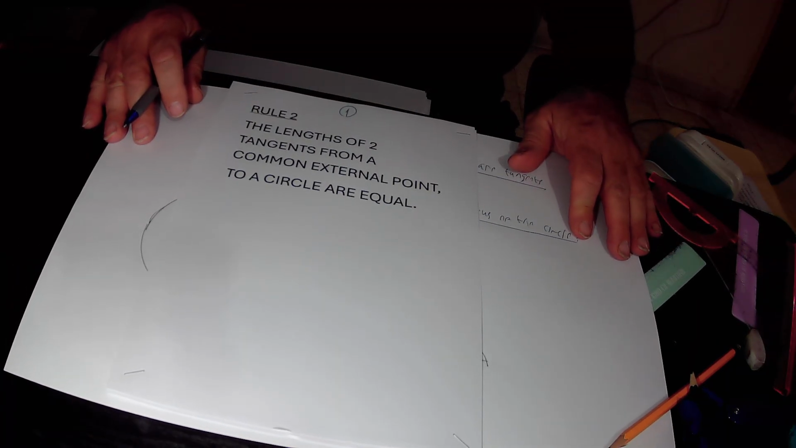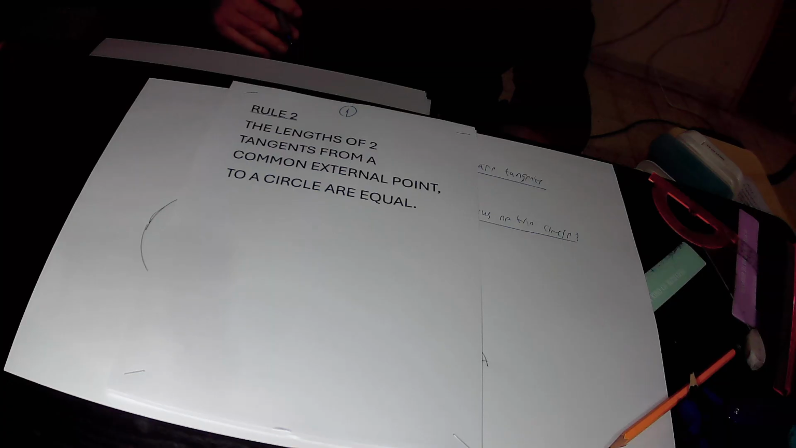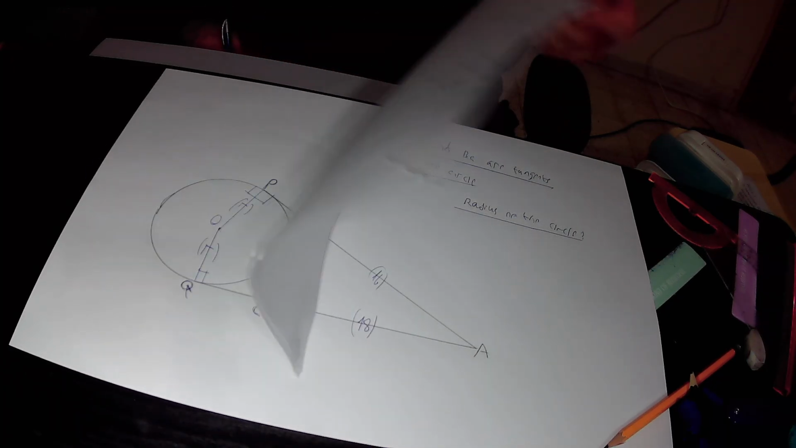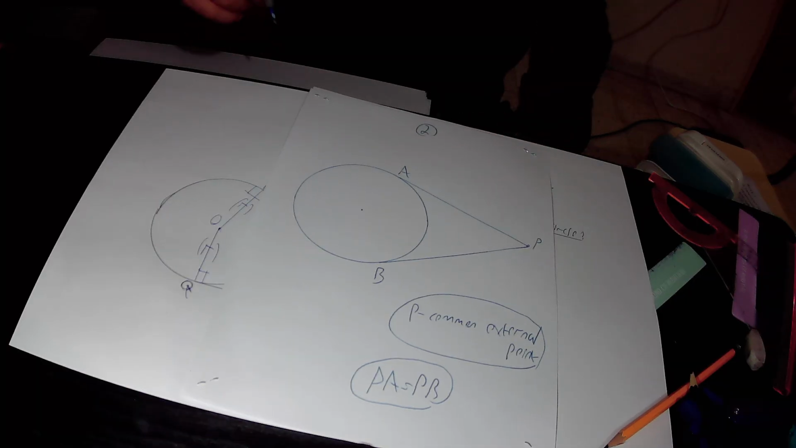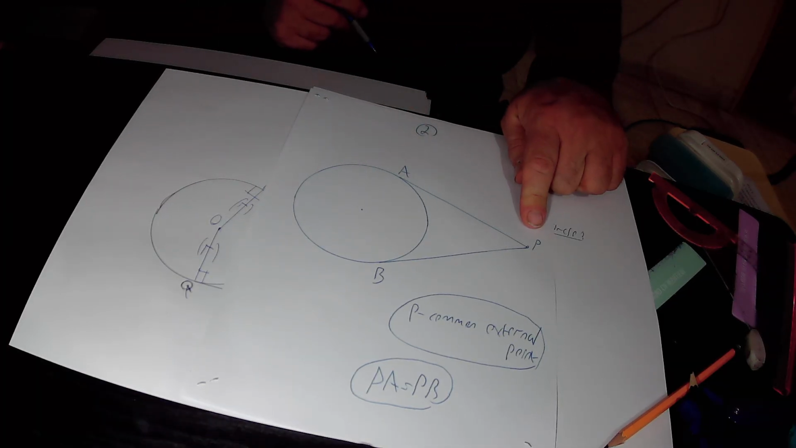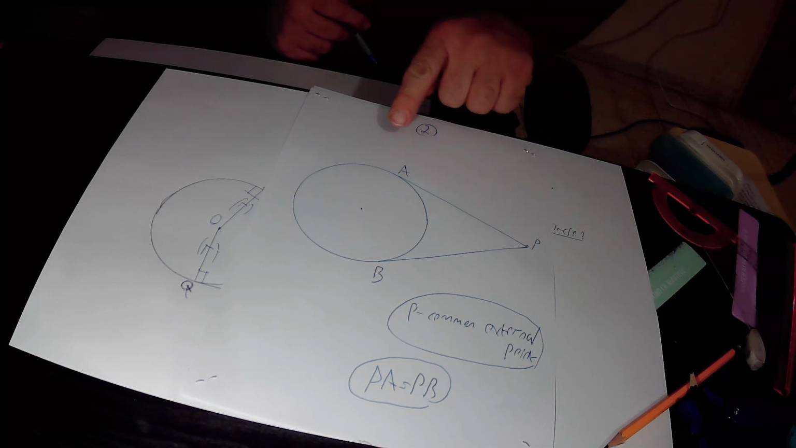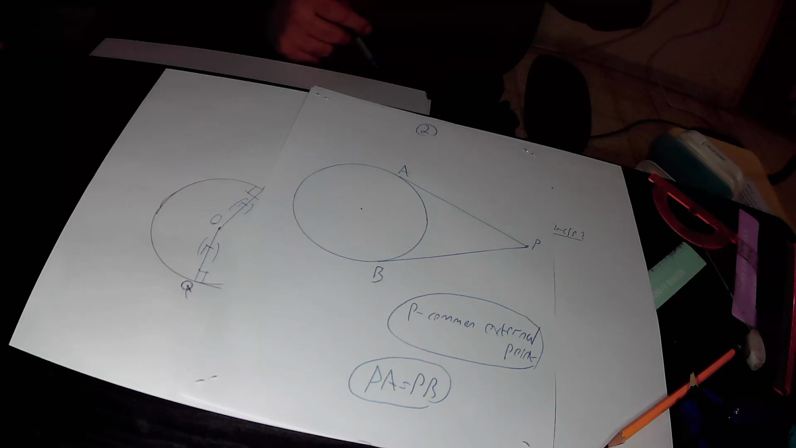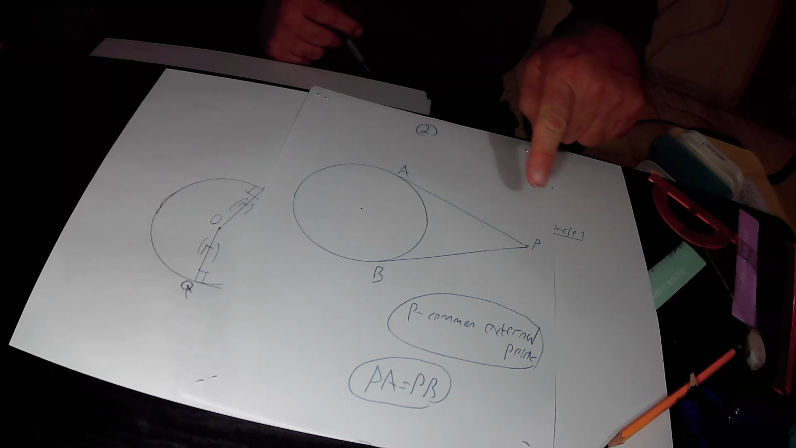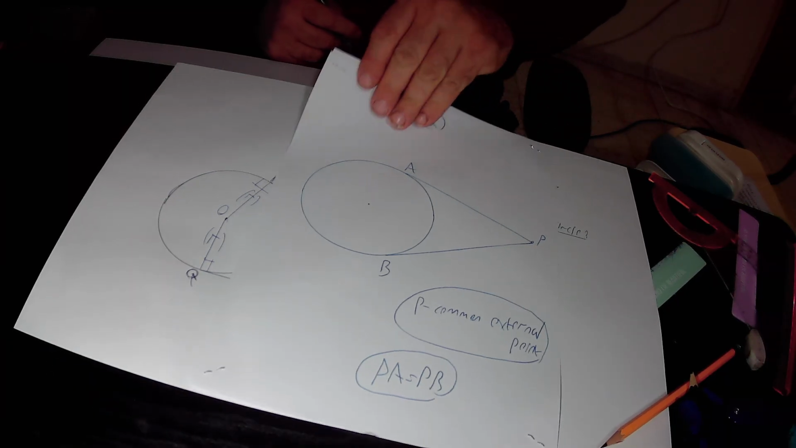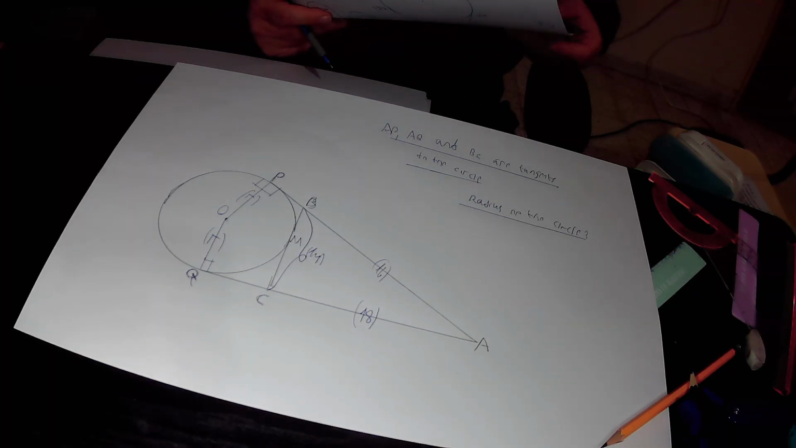According to rule 2, the lengths of two tangents from a common point to a circle are equal. In the drawing, we have a circle. This is the common point, point P. For this common point P, we have two tangents to this circle, tangent PA and tangent PB. And according to this rule 2, they are equal to each other. That is to say, PA equals PB. So we can actually implement rule 2 in our drawing.